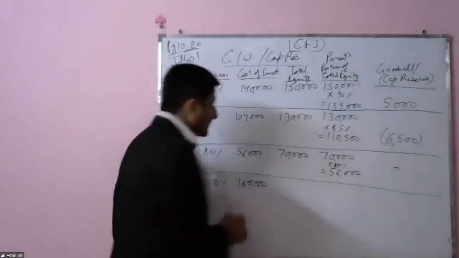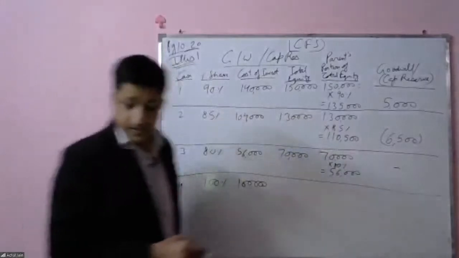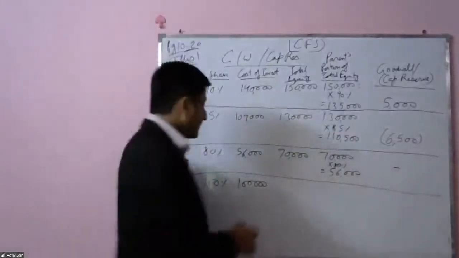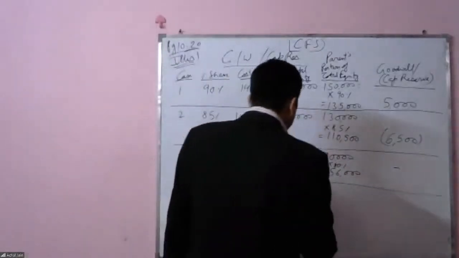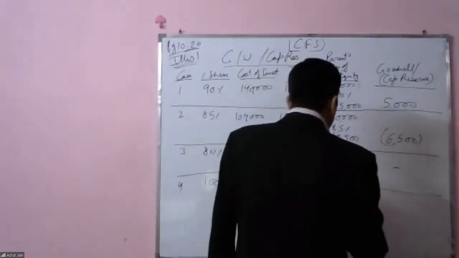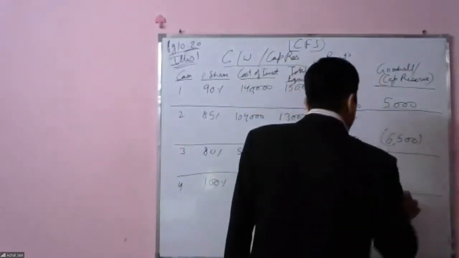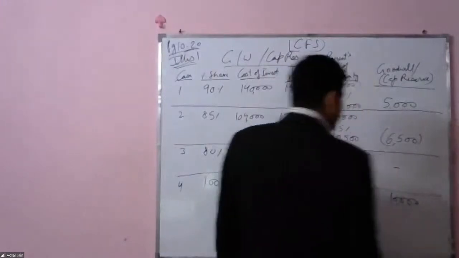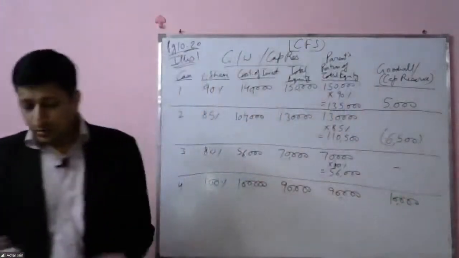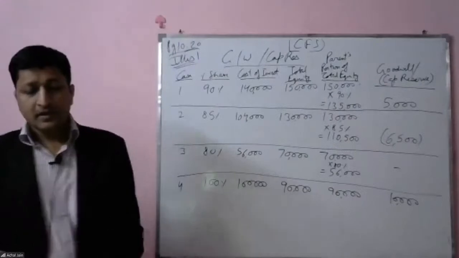So this is 1 lakh. And what's the net assets? Net assets are 90,000. So this will also be 90,000. So what do we get in this case? 10,000. And 10,000 will be what? Goodwill. Correct?